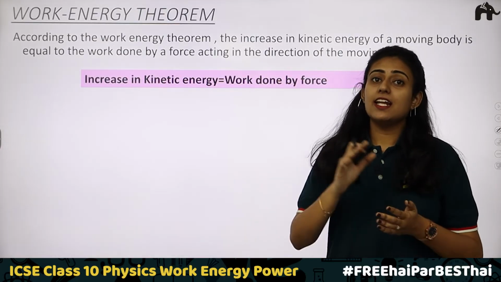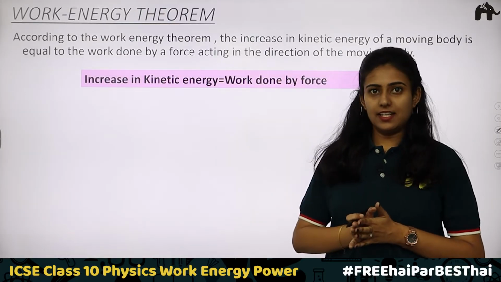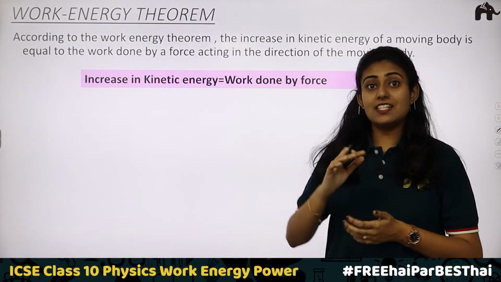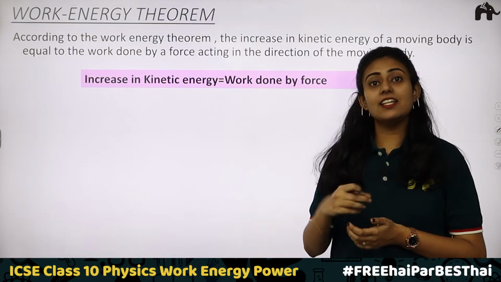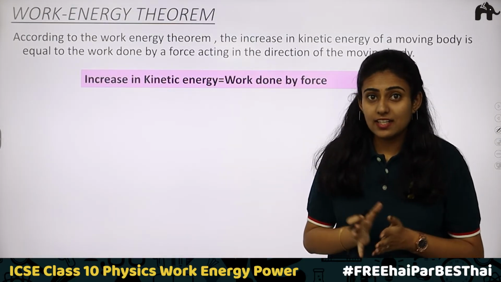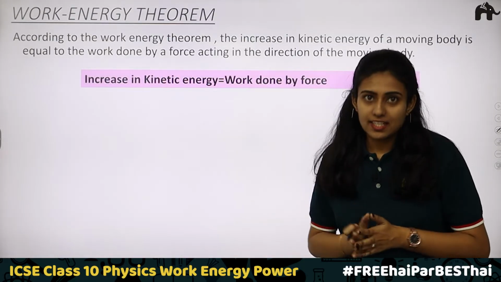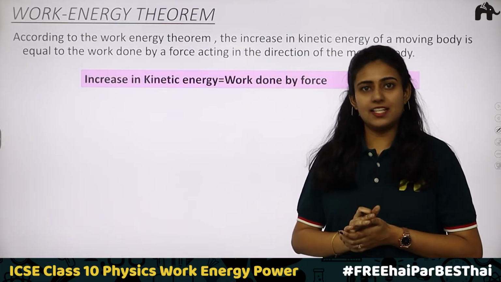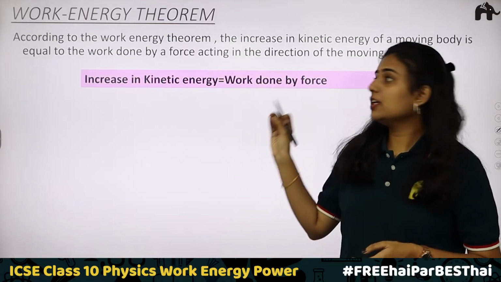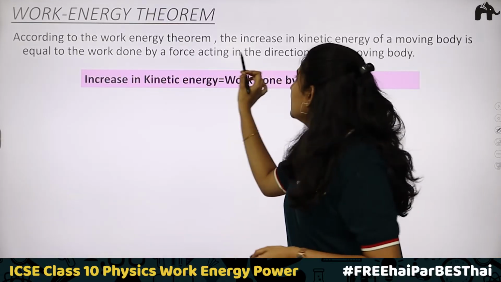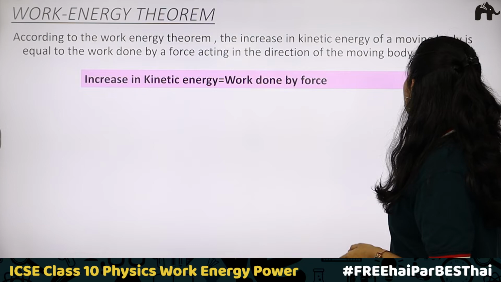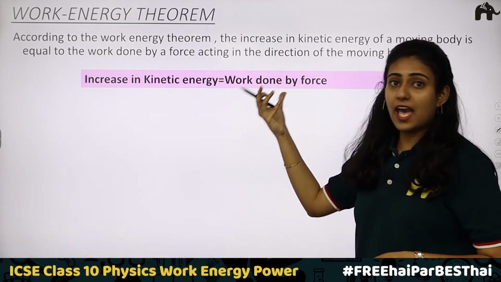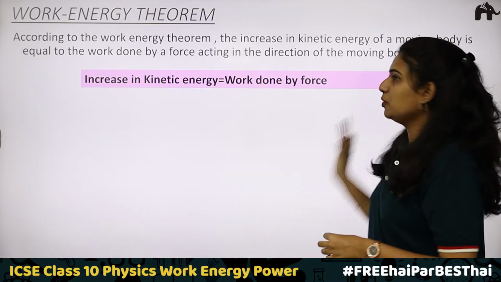Consider another case. A car is moving and you apply the accelerator. What happens then? The car gets accelerated, that is, velocity increases. Even here there is a change in kinetic energy. So, to bring a change in kinetic energy, there should be work done. According to the work energy theorem, the increase in kinetic energy of a moving body is equal to the work done by a force acting in the direction of the moving body.